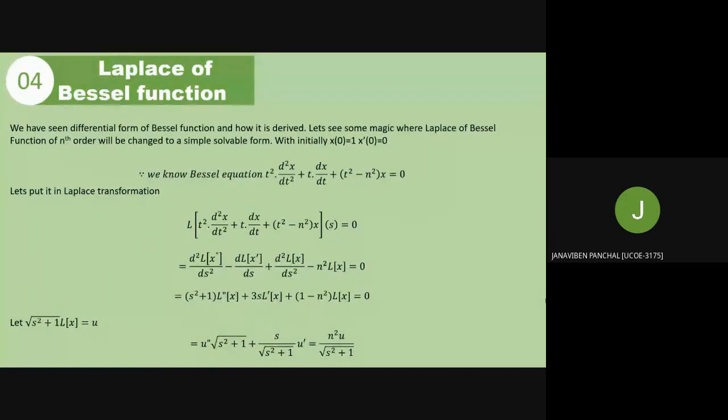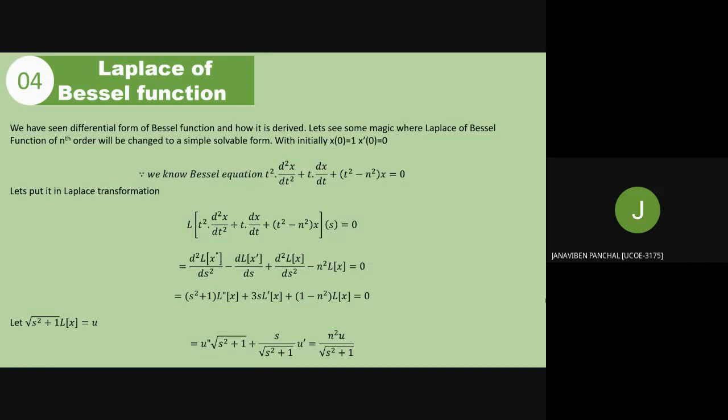Now, the Bessel equation for nth order is t square d square x upon dt square plus t dx by dt plus t square minus n square x equals to 0. Now we'll be applying Laplace transformation on the above equation. We get Laplace of t square d square x upon dt square plus t dx by dt plus t square minus n square x equals to 0.